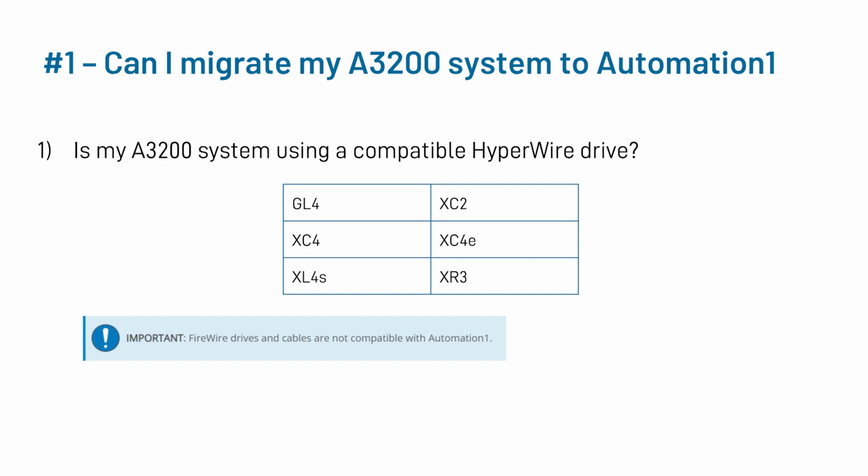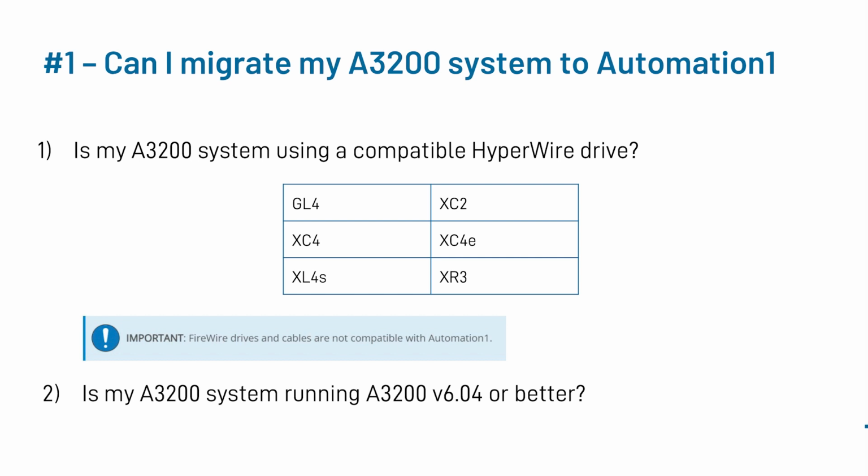The second thing we can look at is if your system is running A3200 version 6.04 or better. To be clear, you can migrate systems from older A3200 versions to Automation 1. Nothing is actually preventing you from doing this. However, only systems in A3200 version 6.04 or better can use the more automated methods of converting your configuration files and program files. Otherwise, you will have to build your parameters and programs from scratch.